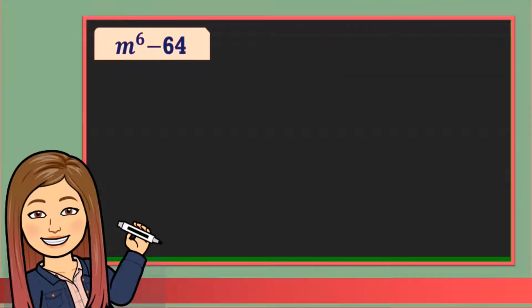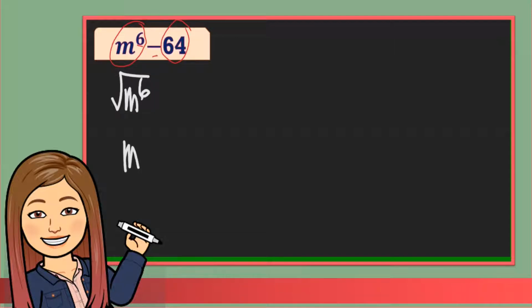Let's try factoring m to the power of 6 minus 64. Let's check first if the given polynomial is indeed a difference of two squares. First, m to the power of 6 is a perfect square, since the exponent 6 can be divided by 2. 64 is also a perfect square, since 64 is the product of 8 times 8, and the operation used is subtraction.